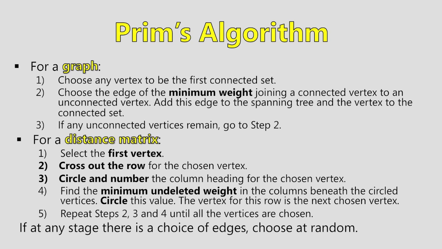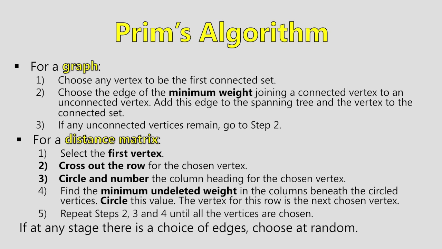For a distance matrix, 1. Select the first vertex, or they might give it to you if they're giving you a question. 2. Cross out the row for the chosen vertex. 3. Circle and number the column heading for the chosen vertex. 4. Find the minimum undeleted weight in the columns beneath the circled vertices, doesn't matter which column, and circle this value. The vertex for this row is the next chosen vertex. Number 5. Repeat steps 2, 3 and 4 until all of the vertices are chosen. If at any stage, again, there is a choice of edges, choose at random.